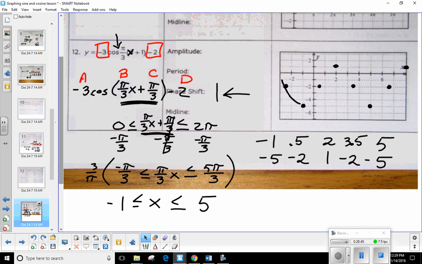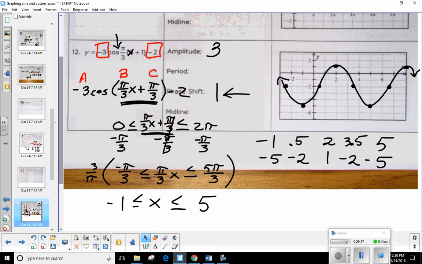And this would be negative 3 cosine of pi over 3 times theta plus 1 minus 2. So that is probably the biggest one you'll have on this paper, I believe. Okay. What would you say the amplitude is? Yeah, remember it's the absolute value of A. So the amplitude would be 3.